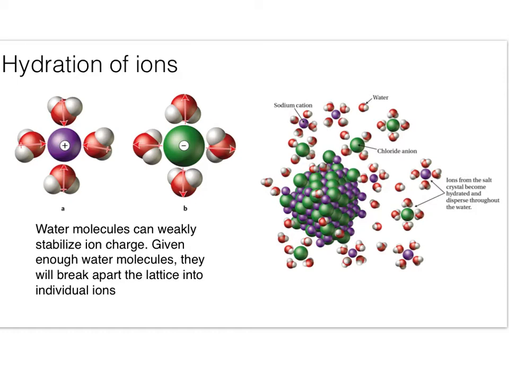Well, on a molecular level, we still have the salt crystal, but it's almost like being attacked by the water molecules. The water molecules, represented right here, can stabilize both the positively charged ions, in this case maybe sodium, as well as the negatively charged ions, like the chloride. And so if you get enough water molecules, they can surround each ion, pluck it off, and disperse it throughout the water system.